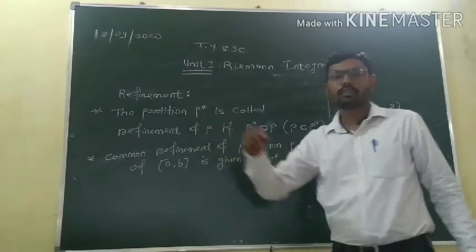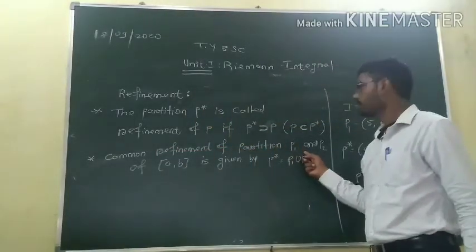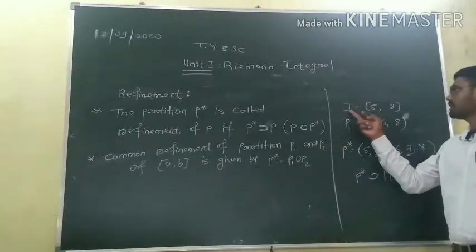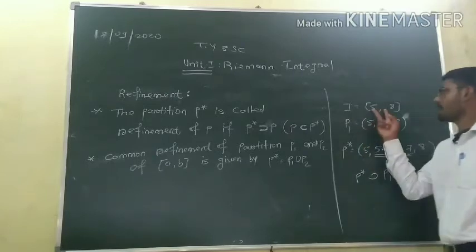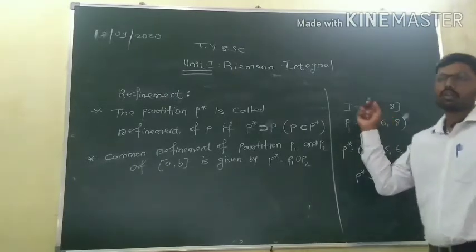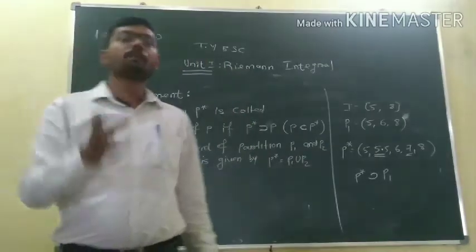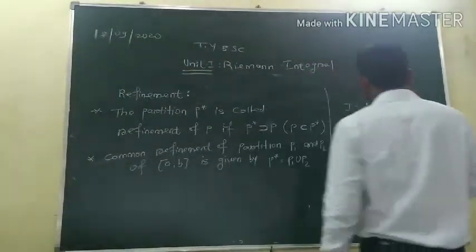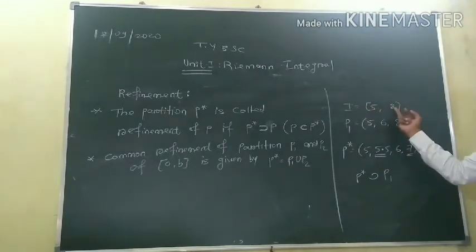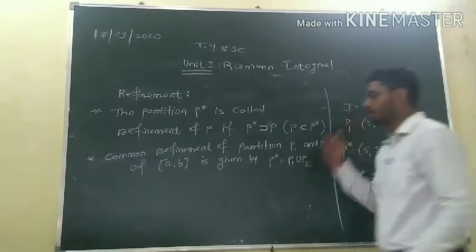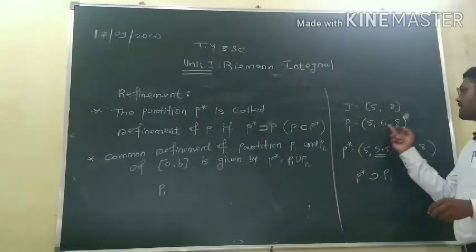Now the second term, common refinement of two partitions. Suppose again this is our interval 5 to 8, and we take two partitions for this interval. We know for any interval we can find infinitely many partitions. So this is our interval I equal to 5 to 8, a closed and bounded interval. We take partition P1 as 5, 6, 8.